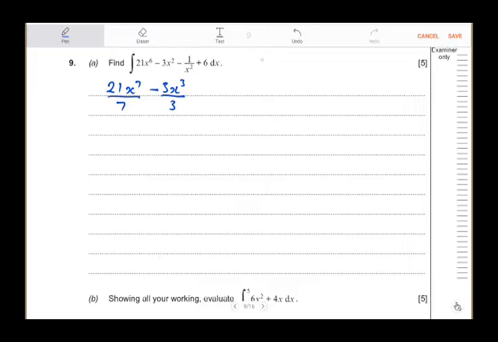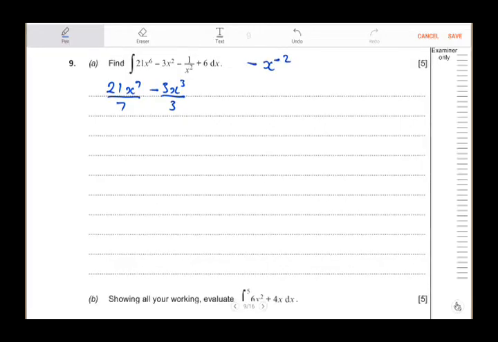1 over x squared is really x to the minus 2. Okay, so it's minus x to the minus 2. So I've just written it on the side there for that term. I could have rewritten it all out first, but I'll just do it on the side, that's all I need to do. Add 1 to the power, gives me minus 1, divide by minus 1.